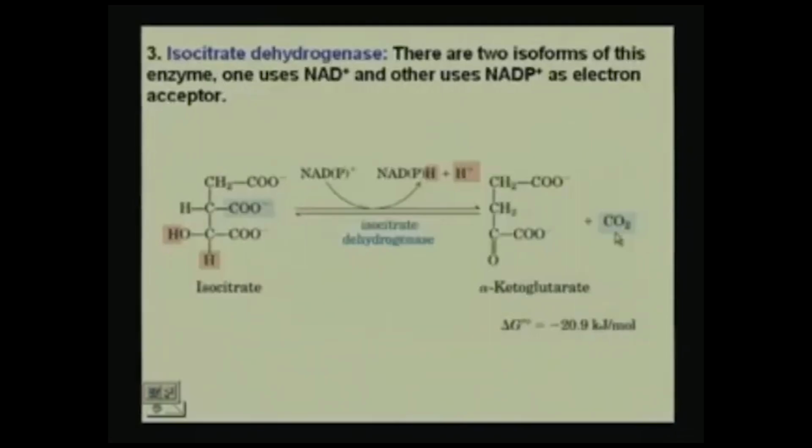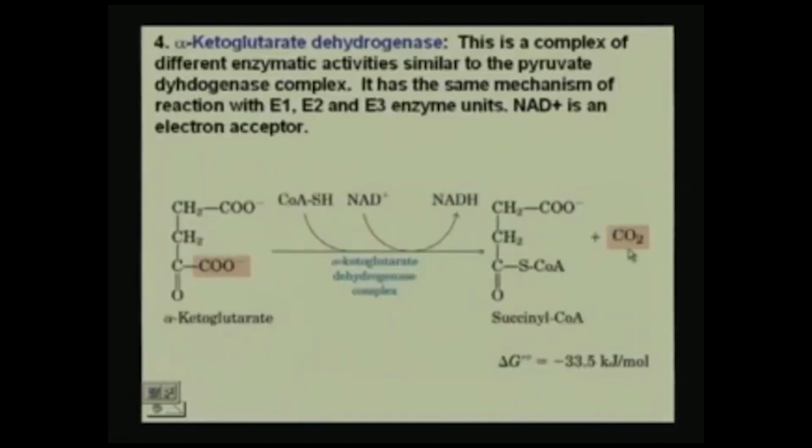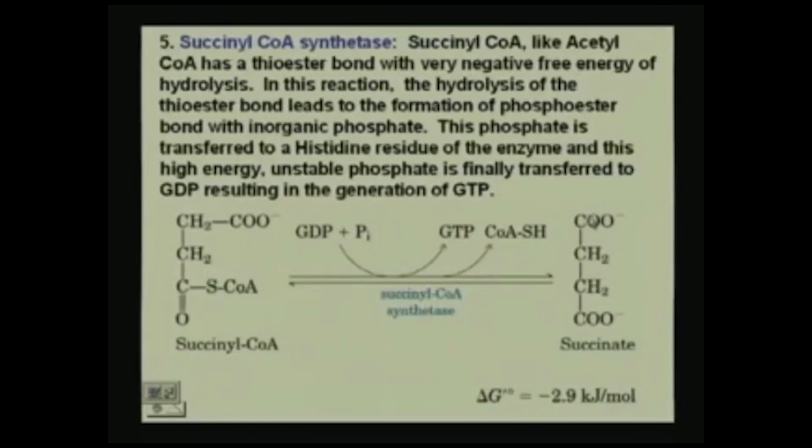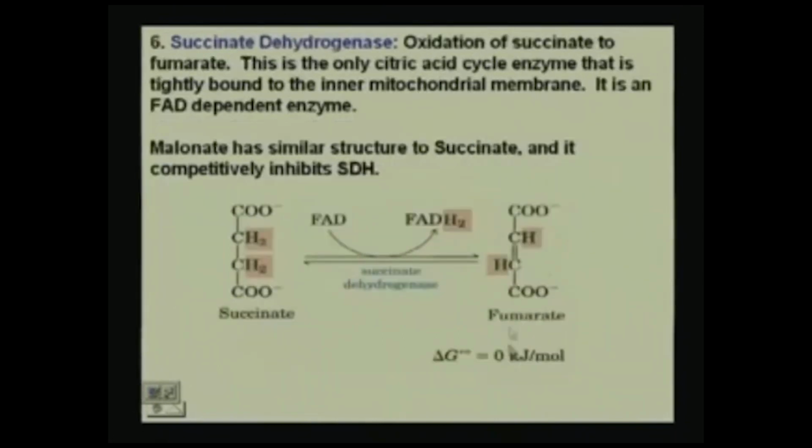Then we lost a carbon here, so 1, 2, 3, 4, 5 now. Then we lost a carbon here. In forming succinyl CoA, we lost another carbon. So we are now down to 4. From succinyl CoA to succinate we still have 4, because we've just gone through a dehydrogenase.